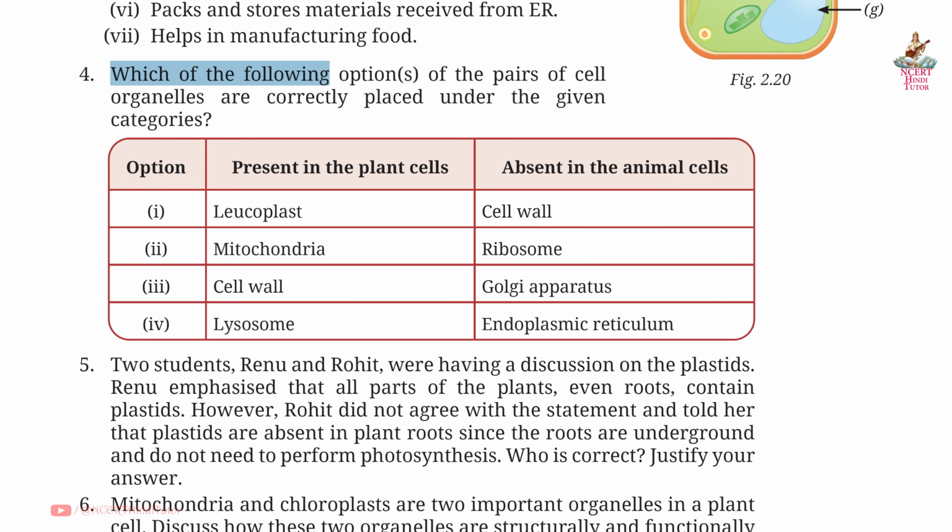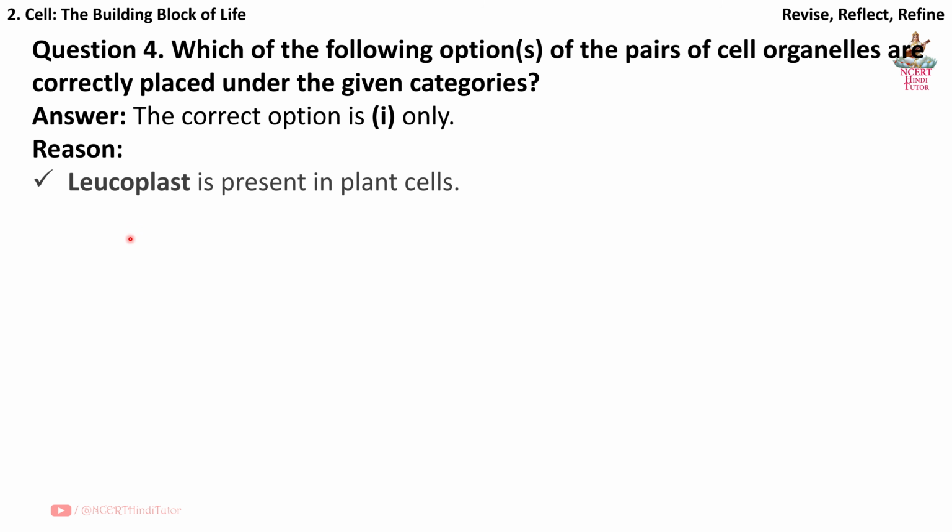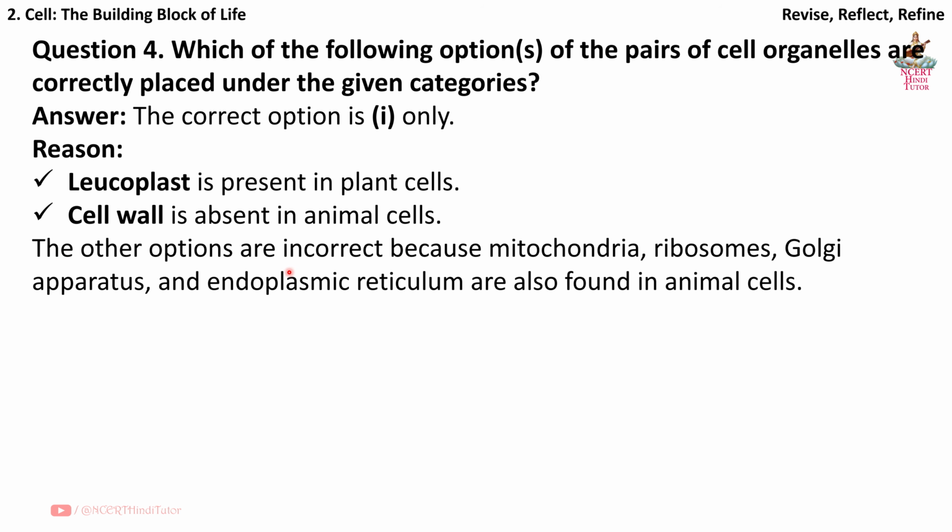Question 4. Which of the following options of the pairs of cell organelles are correctly placed under the given categories? So friends, answer is option 1. Present in the plant cells, leucoplast. Absent in the animal cells, cell wall. Reason: leucoplast is present in plant cells, cell wall is absent in animal cells. The other options are incorrect because mitochondria, ribosomes, Golgi apparatus, and endoplasmic reticulum are also found in animal cells.